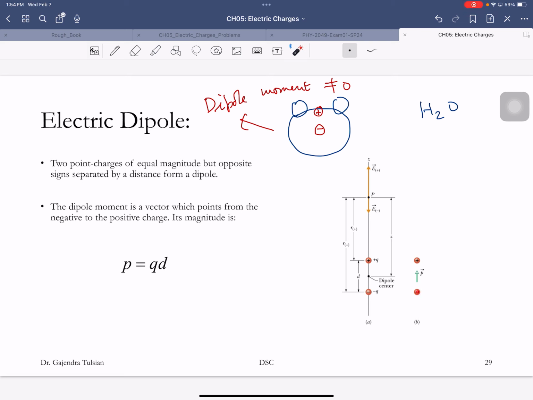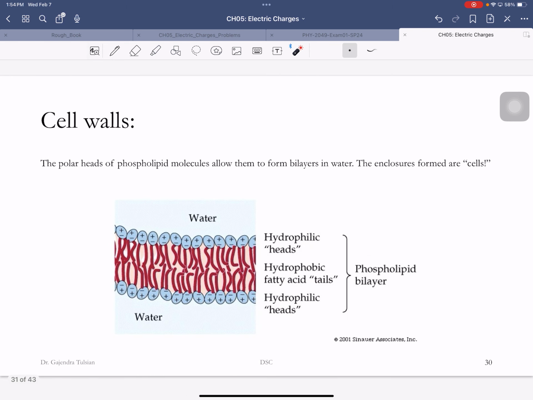So what do these guys want to do? They want to attract each other. So it's like having a stretched spring. So there's energy stored in that. So anyway, here is a molecule that has a dipole moment to it. All right, now what can you do with this?